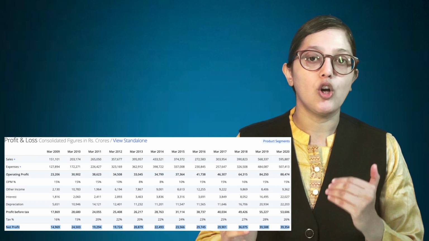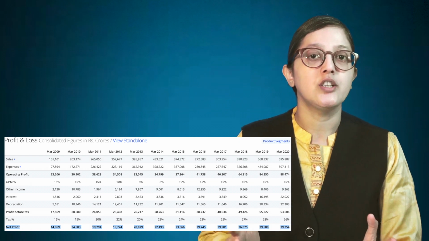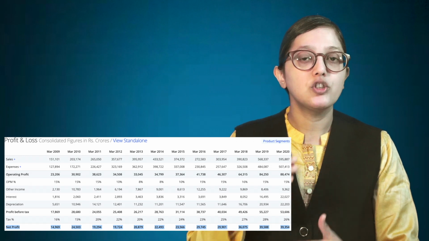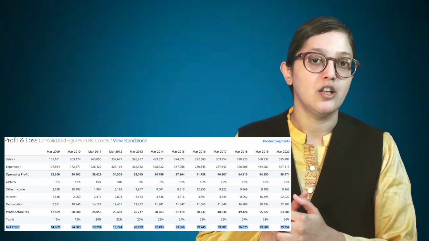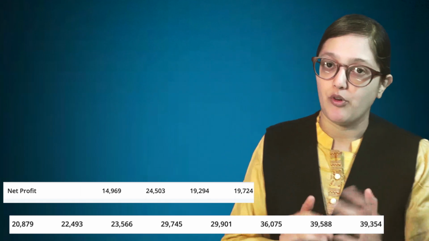Like here, you can notice that there is an overall upward trend in the net profits. This shows that the company has grown steadily over the years. So from this, you can assume that from the long-term profitability perspective, the company has good continuity of business. This is about net profits.